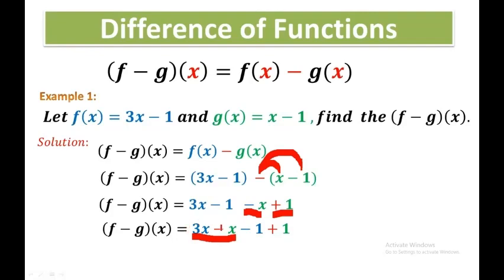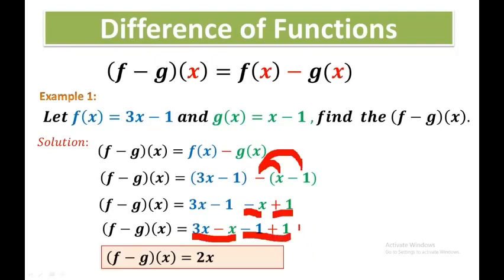So they are like terms. Then we have negative 1 and positive 1 right here. Okay, let's combine them together. That is equivalent to 2x. Why 2x? Because negative 1 plus 1 is equivalent to 0. So the difference of the two functions, the f of x and g of x function, results in another function, which is f minus g of x, equivalent to 2x.